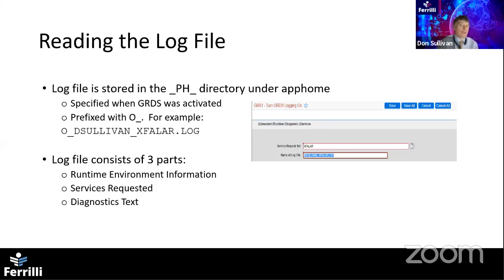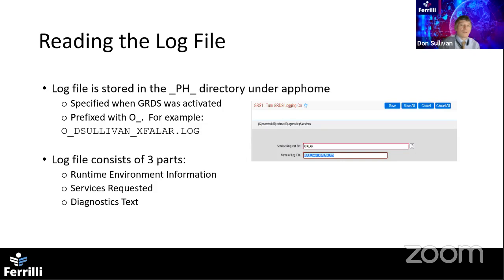It's also stored in that PH directory under app home as well. You can see that it's prefixed with an O underscore. For the one that we created there, it has my username and the log file name that I set up in that second field. But yeah, it's sitting in there. If you need it, go out and get your systems administrator to get it. Sometimes it does happen that you forget, you just click cancel and you need to go back out and get it. It'll be out there for you.